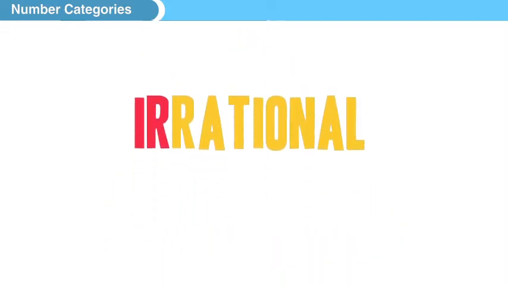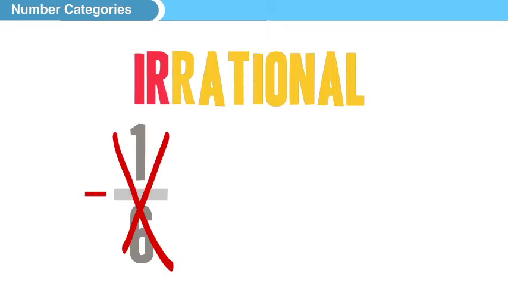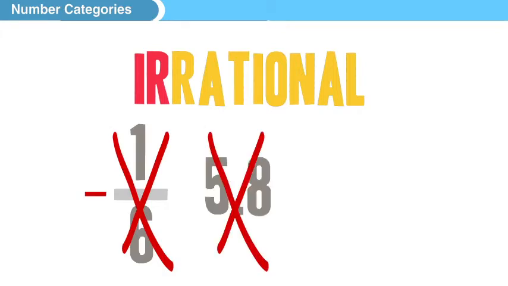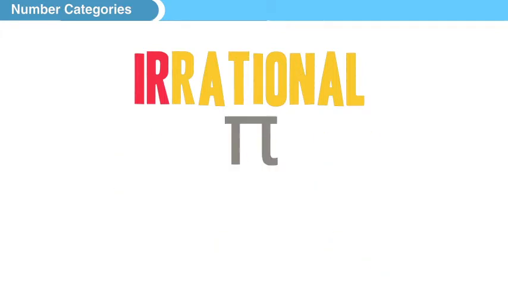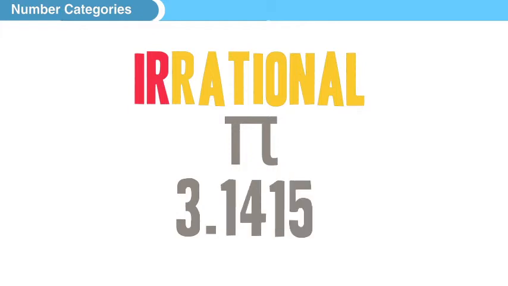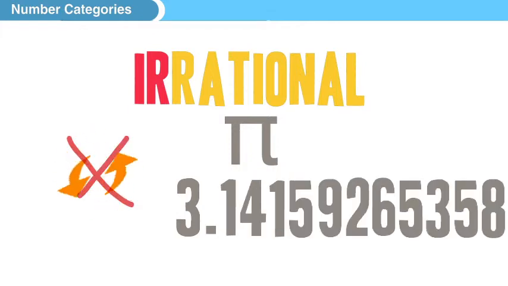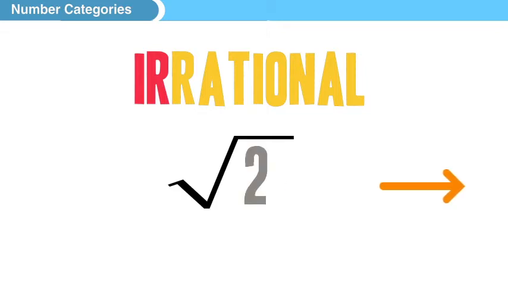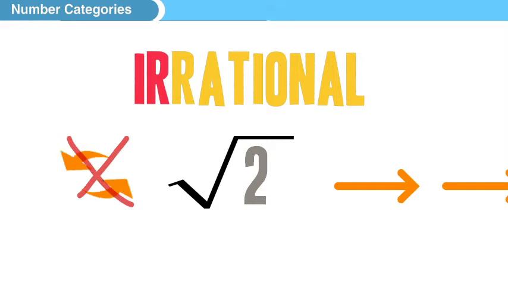Irrational numbers, on the other hand, cannot be expressed as a fraction or a terminating or repeating decimal. So you have a number like pi that goes on forever, but it never repeats. It never really settles into a pattern that we can identify as repeating, so it's irrational. Also, the square root of 2 goes on forever. It never really repeats. It's irrational.